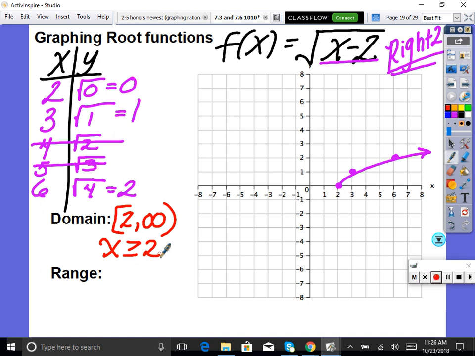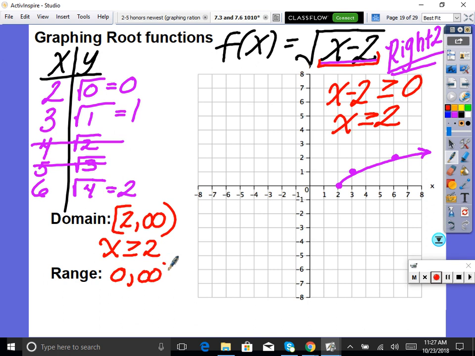Now look how that's related. So in the future, this is easy for you. Isn't it true to say what's under our radical has to be greater than or equal to 0? So what's under our radical, x minus 2, needs to be greater than or equal to 0. Isn't that the true statement? Add 2 over. So x must be greater than or equal to 2. Do you see how they relate? We found it with the graph, but we could also find it with algebra. So then our range, isn't it still 0 to infinity? So y values are greater than or equal to 0.